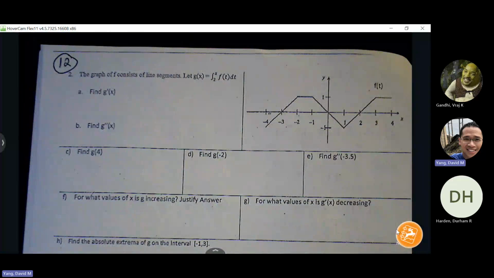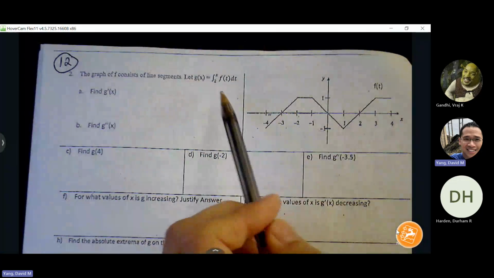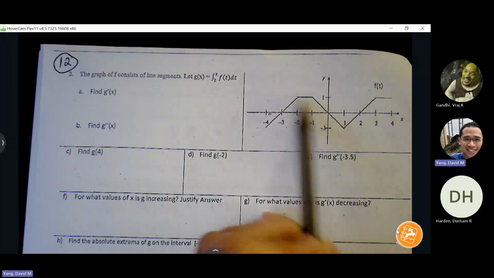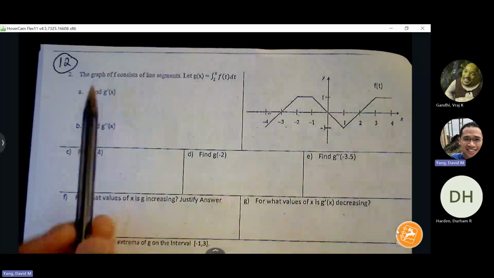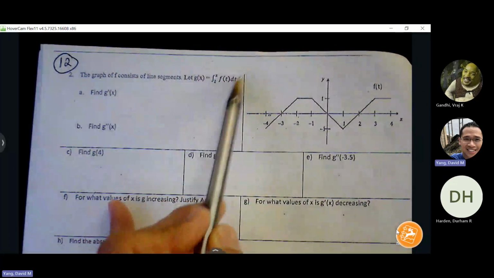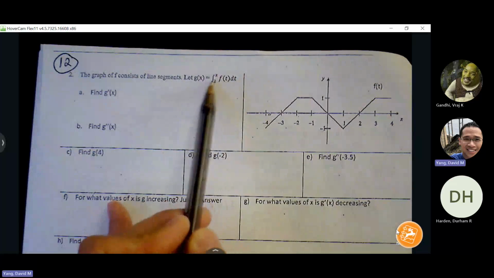Okay, so the graph of f consists of line segments. We have g of x, which involves the area between the graph of f and the x-axis. Find g prime. So g prime is simply the derivative of this function. So the derivative is just the second theorem.